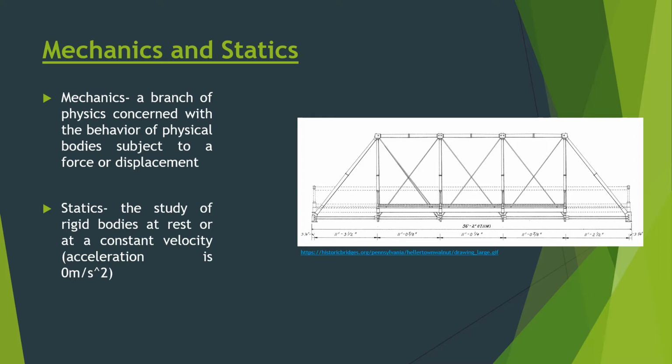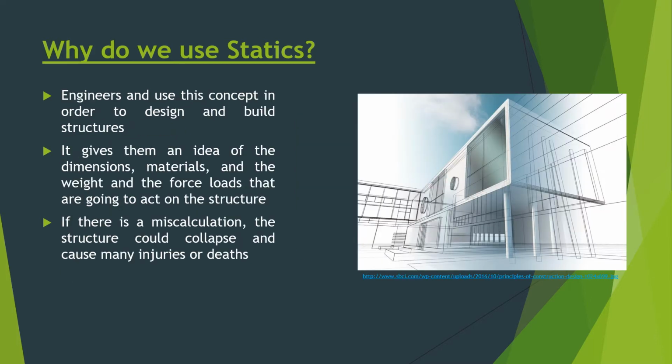And here's a picture of a truss bridge that I added, so you could see the design that goes into building things like that. So why do we use statics? We use statics in order to design and build structures. It gives us an idea about the dimensions we want to use, the materials we can use to build it, and the loads, the forces that are going to act on the structure. Because safety is our number one priority. So if there's a miscalculation, the structure could collapse and it would cause injuries or even deaths.